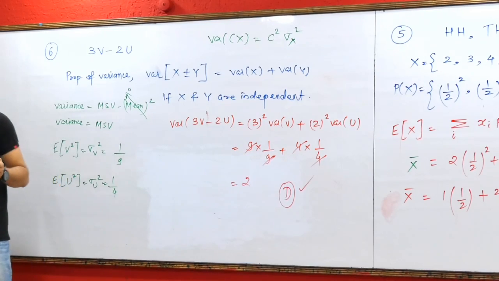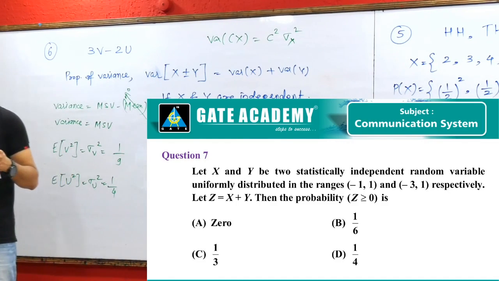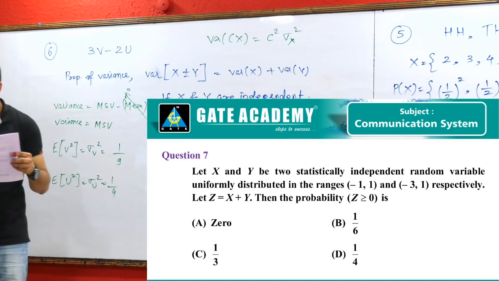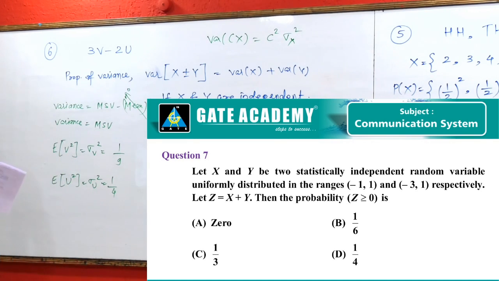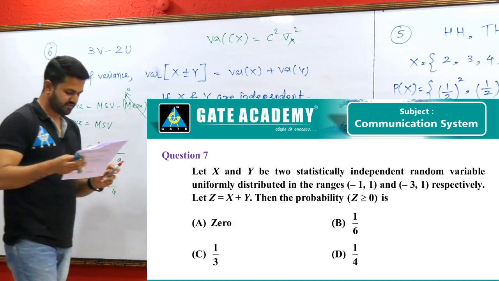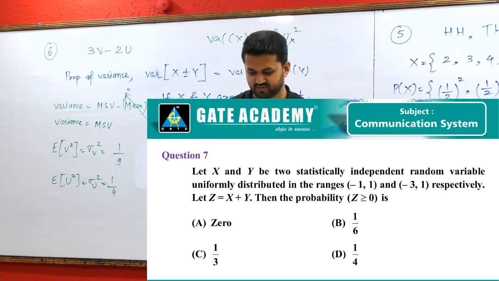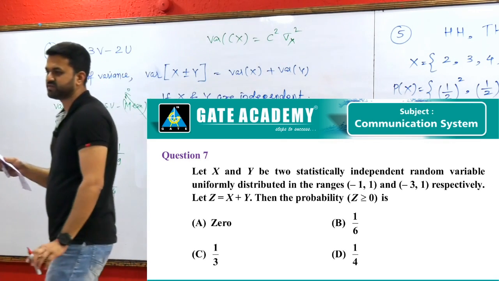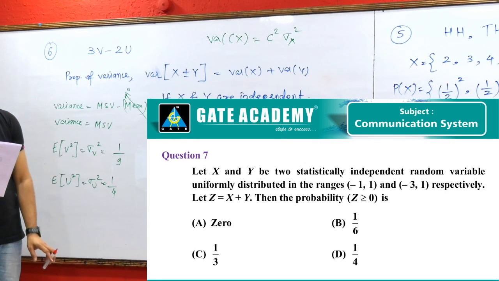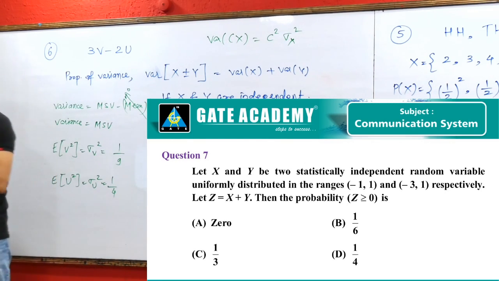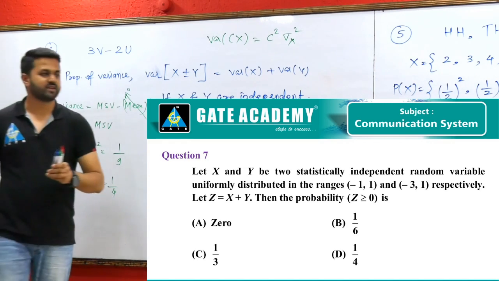So next is question number 7. In total we have to solve 15 questions. We are right now at 7 questions, so let's do it a bit fast. Question number 7 is showing on your screen. Let x and y be two statistically independent random variables uniformly distributed in the range -1 to 1 and -3 to 1 respectively. Let z equal x plus y, then the probability z greater than or equal to 0 is.